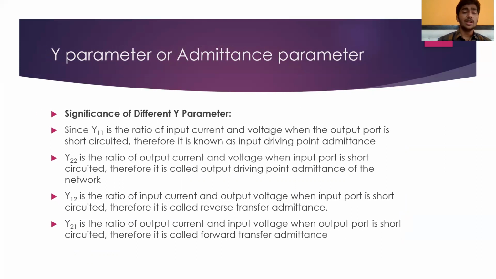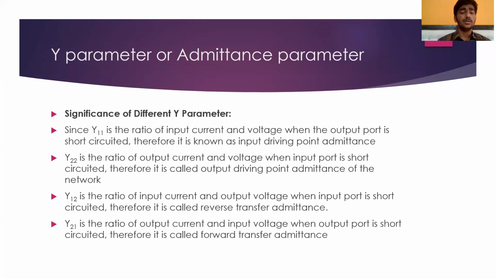Significance of different Y parameters. Since Y11 is a ratio of input current and voltage when the output port is short circuited, it is known as input driving point admittance. Y22 is a ratio of output current and voltage when the input port is short circuited, and therefore it is called output driving point admittance of the network.